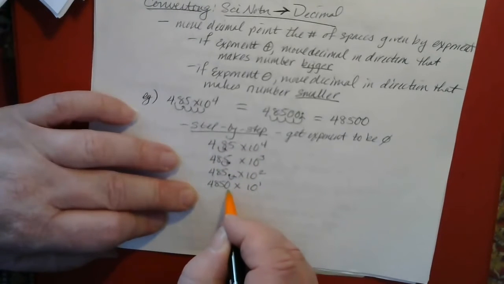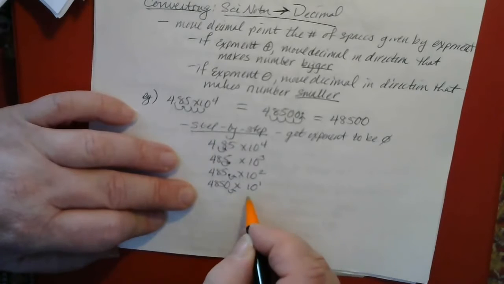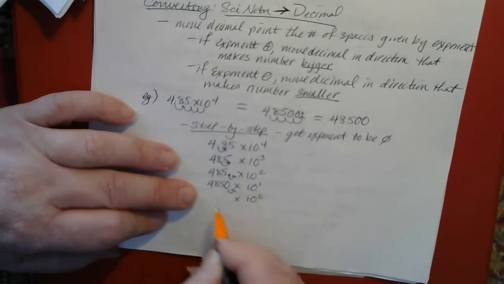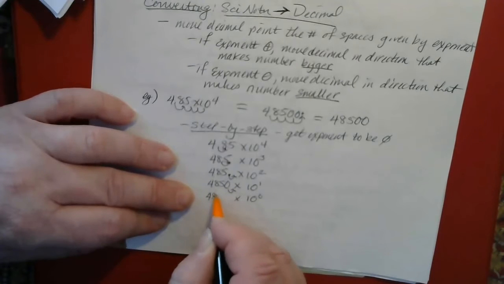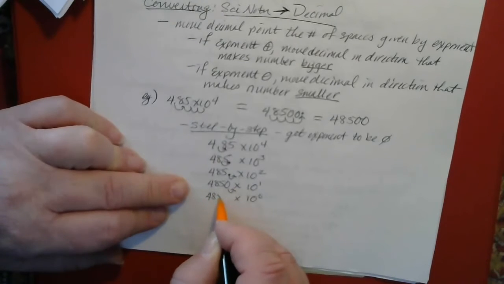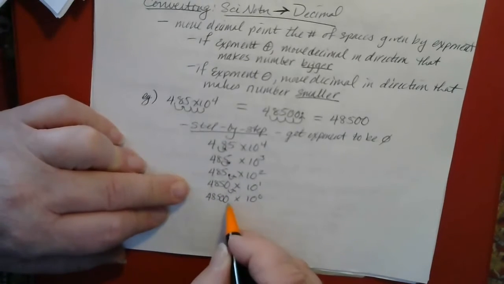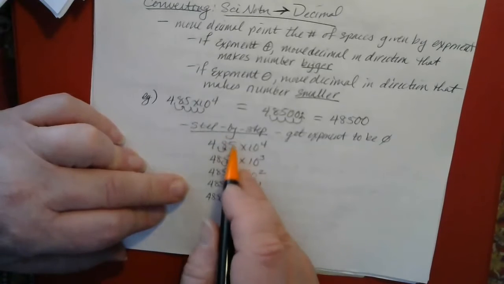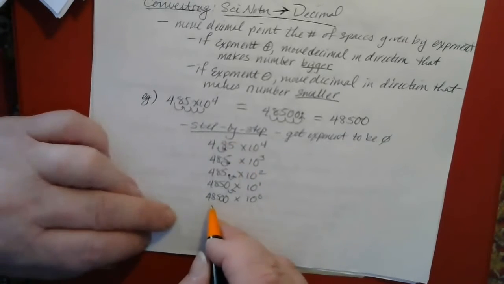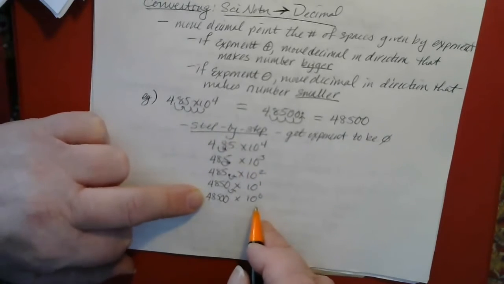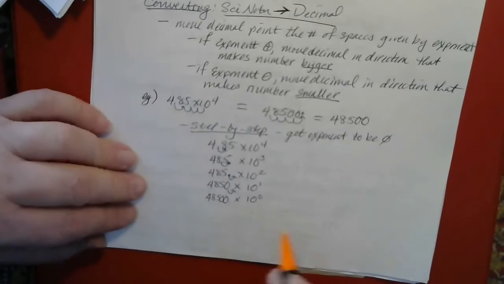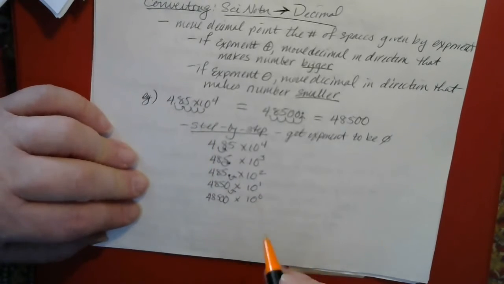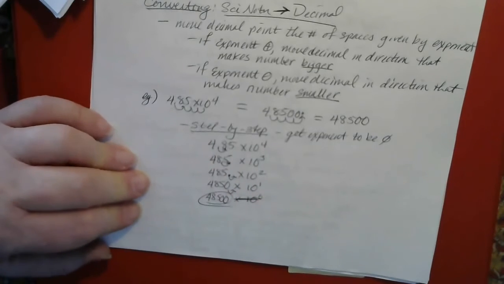And then 1 more. If we want the exponent to be 0, we move the decimal point one more place in the direction that makes the number bigger, 48,500. Again, no decimal point because the zeros were not there originally. And so 48,500 times 10 to the 0 has the same value as all of these other numbers. And because 10 to the 0 is 1, we can just drop that. And here you've got your decimal form of the number.